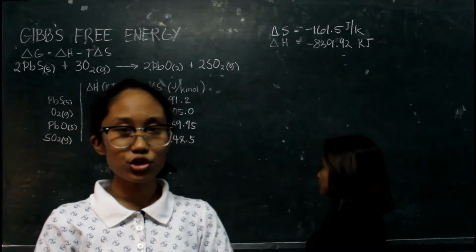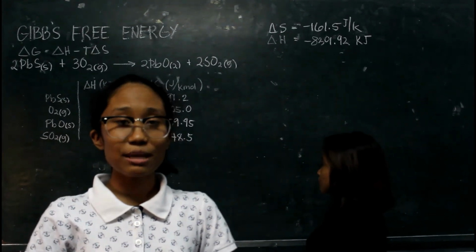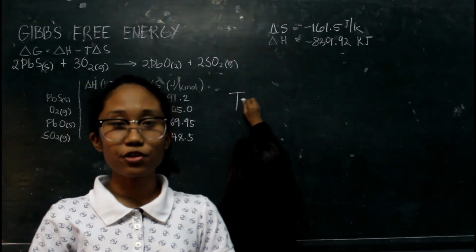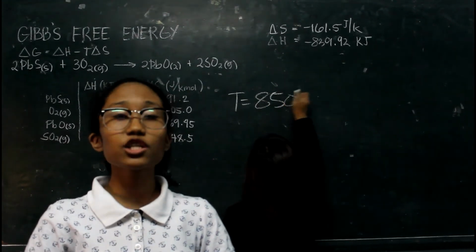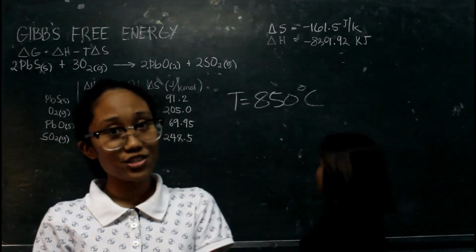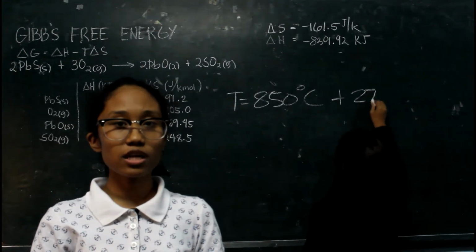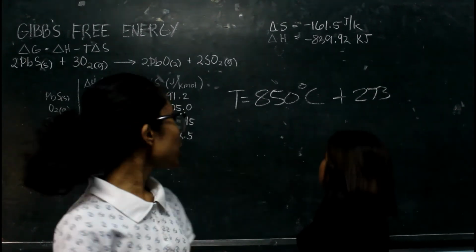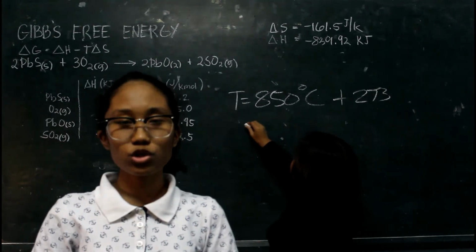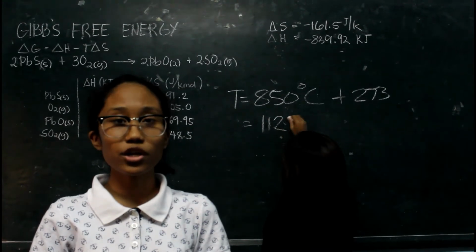Next is the temperature in Kelvin. The given temperature is about 850 degrees Celsius. But in order to convert Celsius into Kelvin, we should add 273 to the given temperature in Celsius. So this would result in 1123 Kelvin.